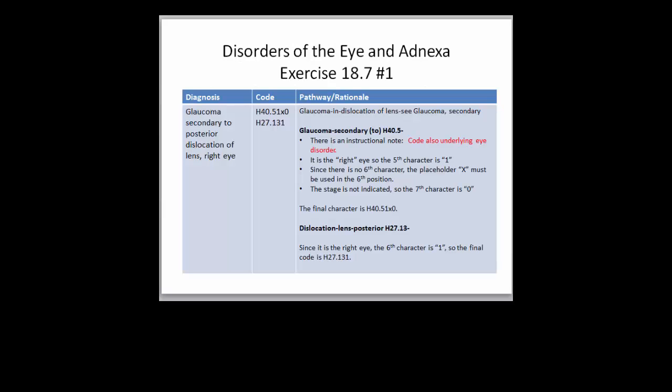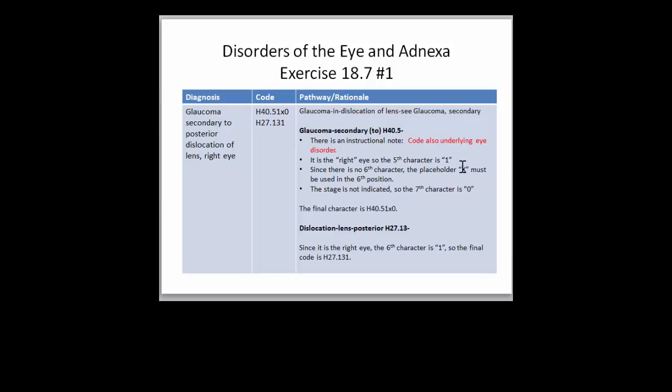Okay, let's look at one of these. Glaucoma secondary to posterior dislocation of the lens, right eye. If we looked up glaucoma in dislocation of the lens, we get glaucoma secondary. That's where it tells us to go to. And when we do, we get to H40.5. When we look up H40.5 in the tabular, there's an instructional note to code also the underlying eye disorder. It's the right eye, so the 5th character is 1.